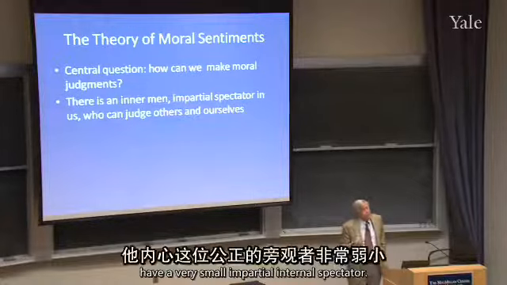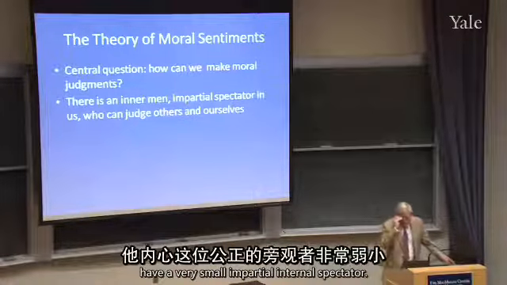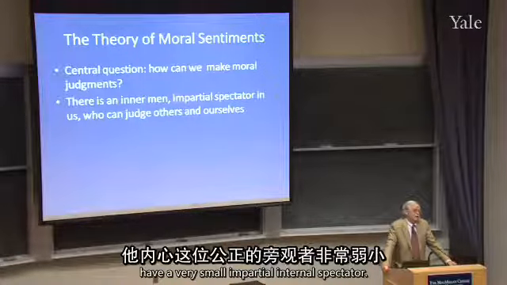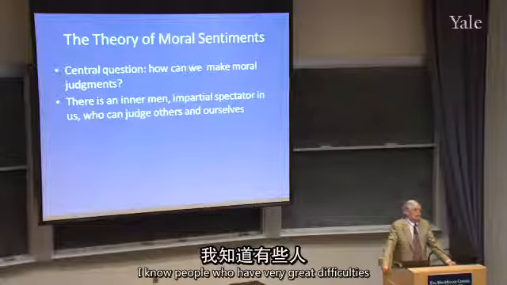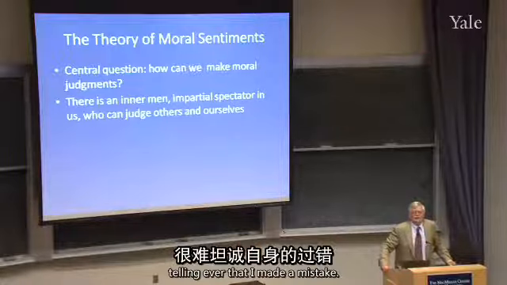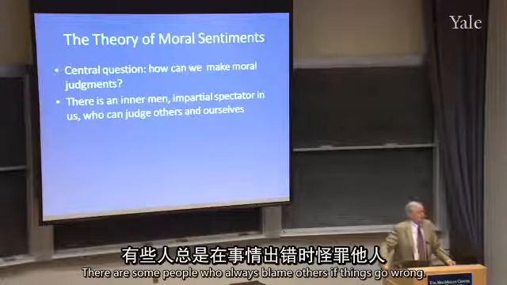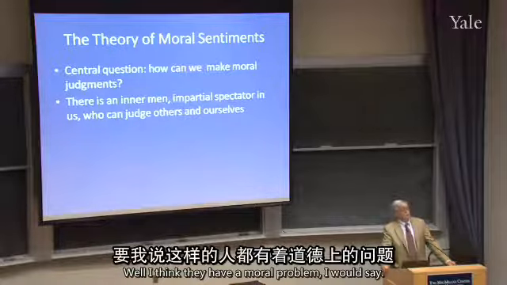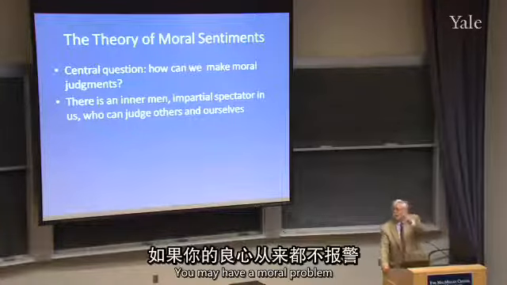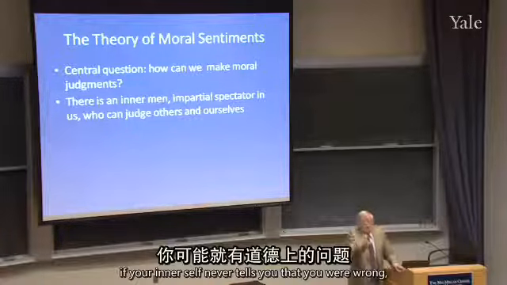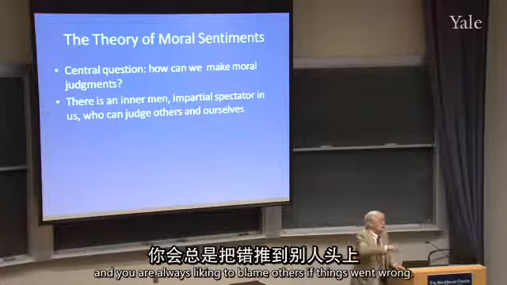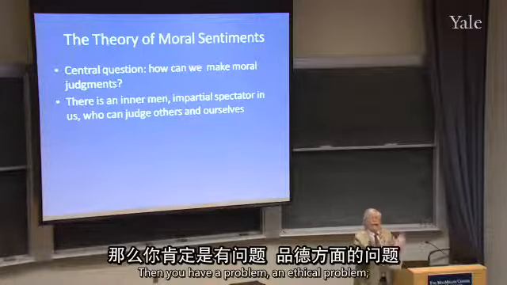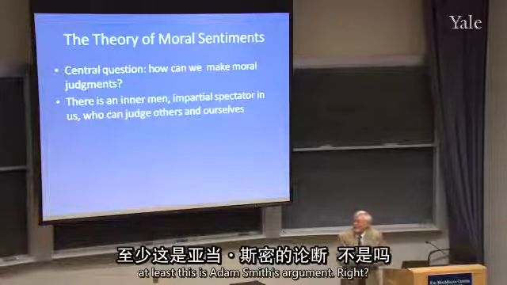I know people who have a very small impartial internal spectator. I know people who have very great difficulties ever saying that they made a mistake, right? There are some people who always blame others if things go wrong. Well, I think they have a moral problem, I would say. So watch yourself. You may have a moral problem if your inner self never tells you that you were wrong, and you are always likely to blame others if things went wrong. Then you have an ethical problem. At least this is Adam Smith's argument.